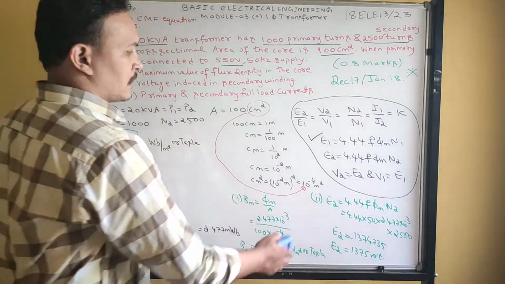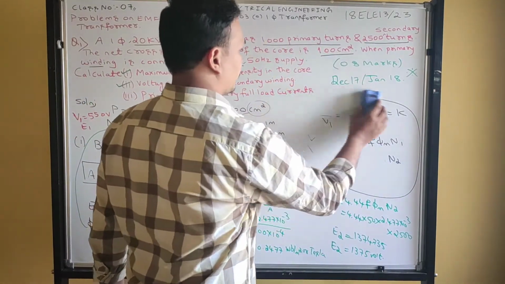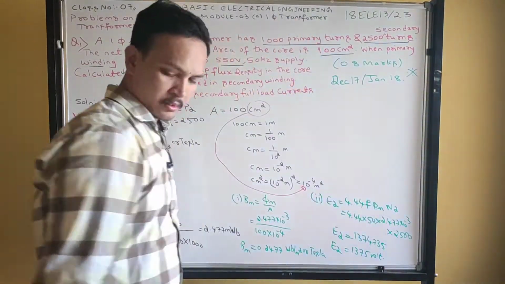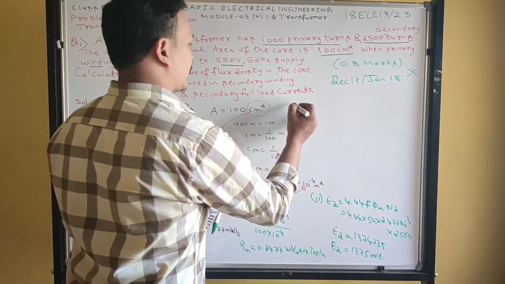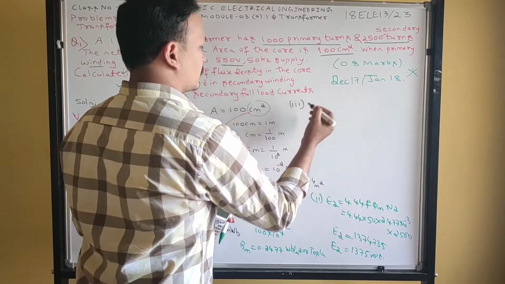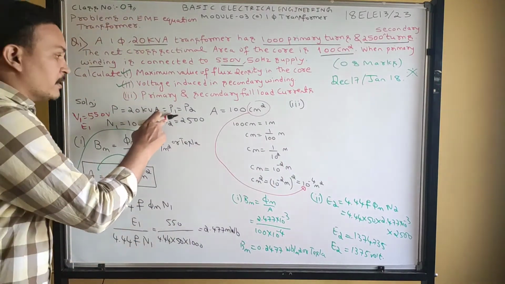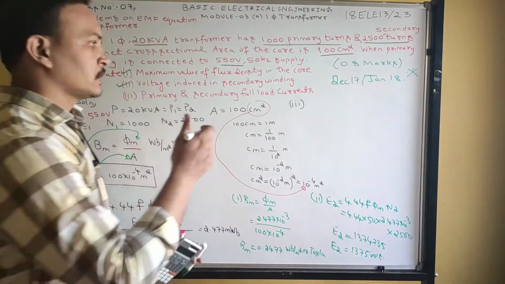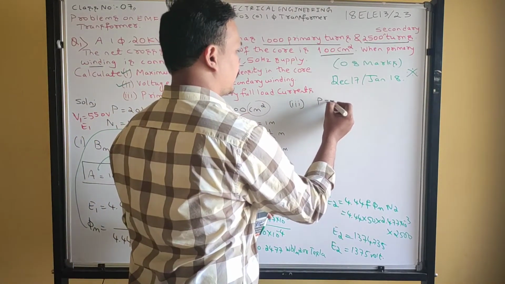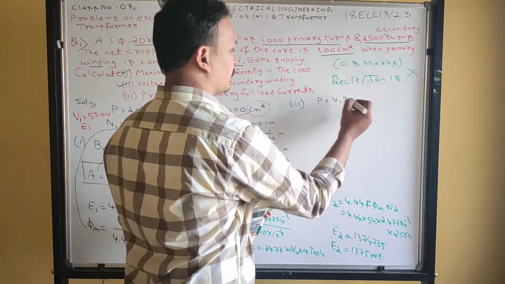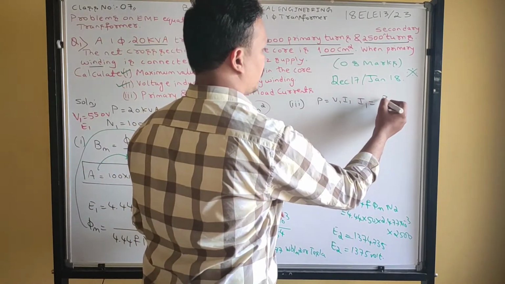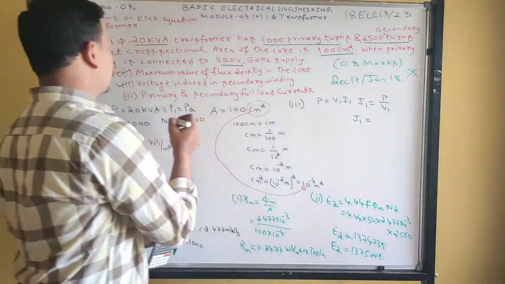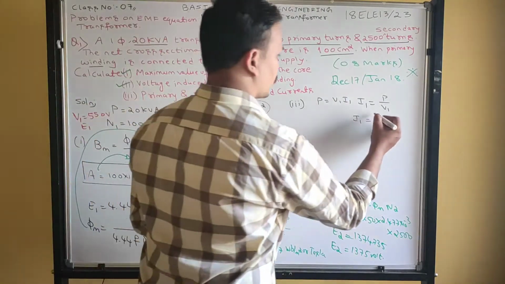Okay, so I will erase this. I want to do primary and secondary full load currents. See, in a transformer, as I said, primary power and secondary power will be the same. Go through the previous lecture, I explained the basics. So we can calculate primary power is V1 into I1. So from that, primary full load current will be power by V1. So what is primary power? 20 kVA.